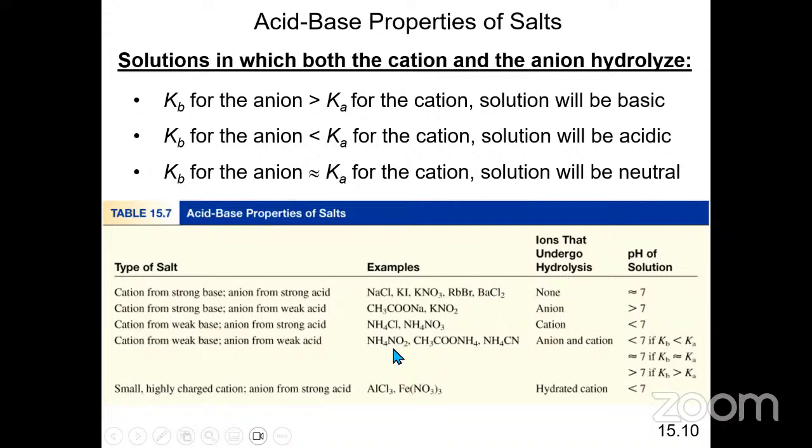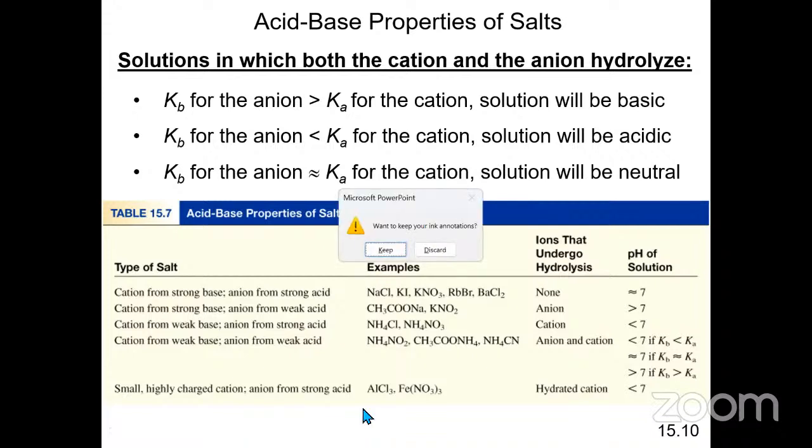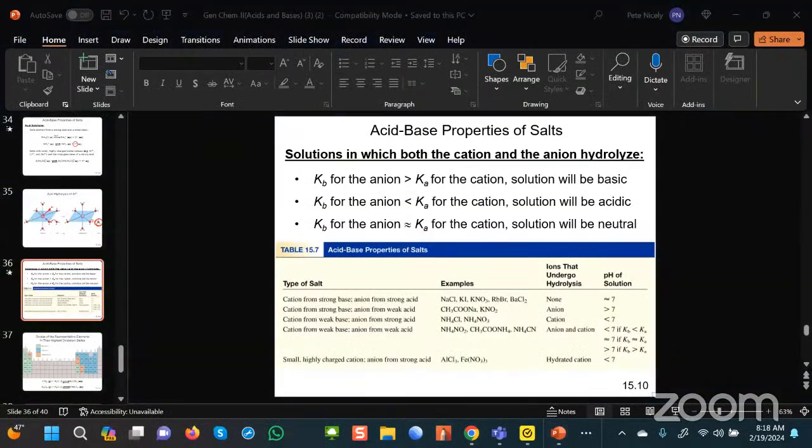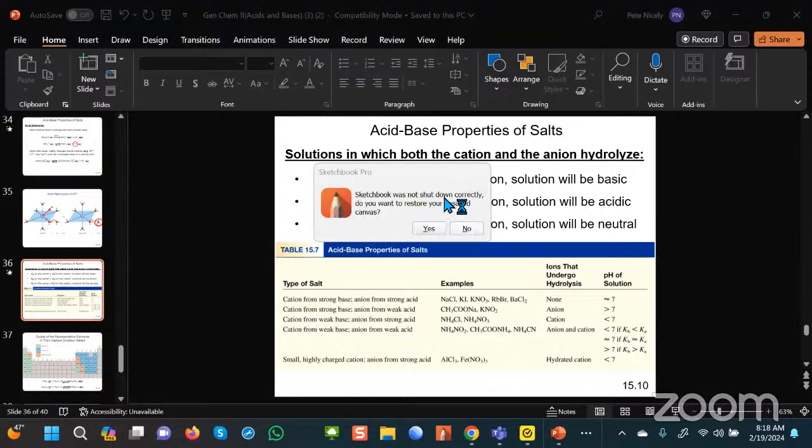So before we move on to the next topic, just to give you a couple of examples of how you can make such predictions. Okay, so let's say you're given potassium fluoride, right? And let's say you're asked whether or not the solution is acidic, basic, or neutral, all right?